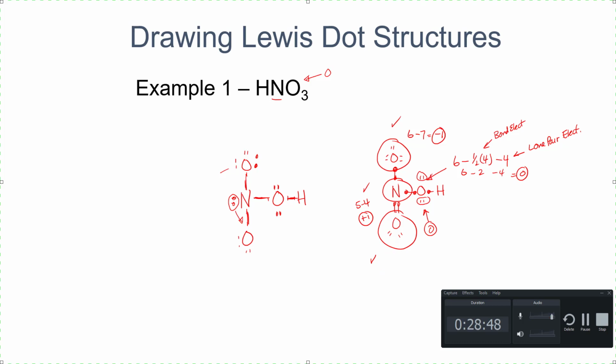Okay, you're back. It owns 2, 4, and it shares, but owns another 5, 6. Came with 6, owns 6, owns these 4 outright, owns 1 in each of the 2 bonds. It has a 0 formal charge. Okay. So that is how we do the formal charges and drawing the Lewis dot structures.